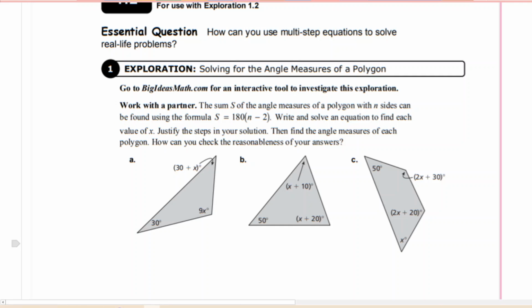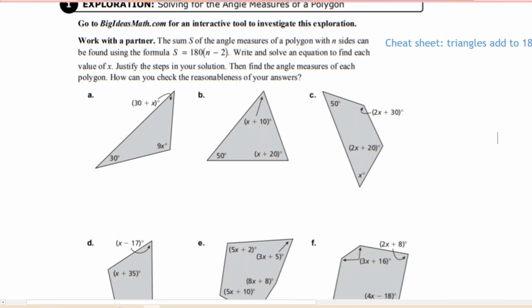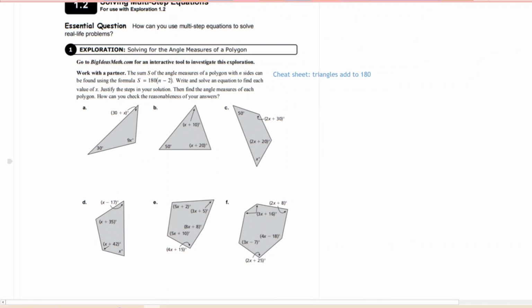S equals 180 multiplied by n minus 2. Now that's kind of a strange formula. You may have never seen something like that, but it's not as strange as you might think. All you really need to do is count how many corners your regular polygon has. This one has 3. Subtract 2 from that. So 3 minus 2 is 1. 1 times 180 is equal to 180. So all of the angles in this triangle add up to 180. Over here on the side, we can put a little cheat sheet and say that triangles add up to 180 degrees.